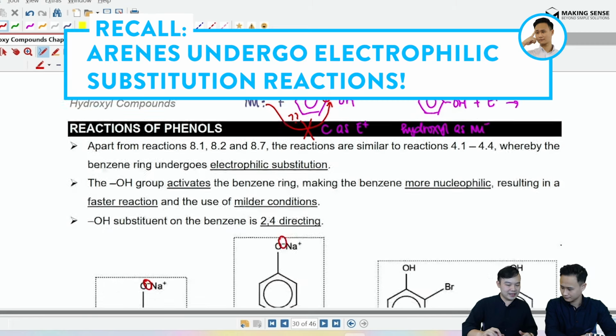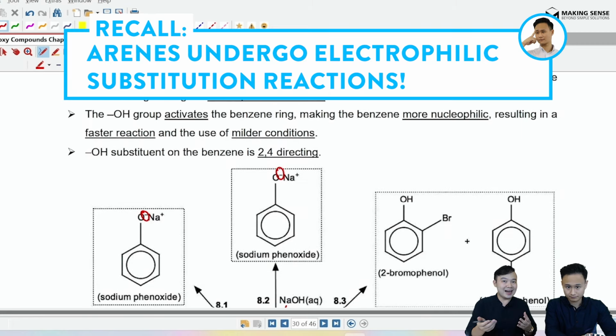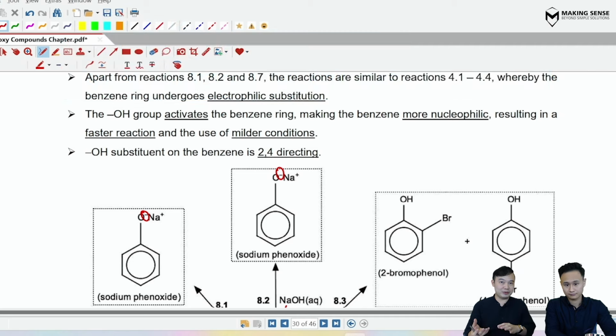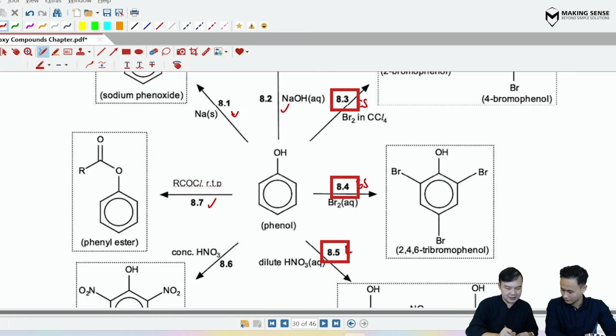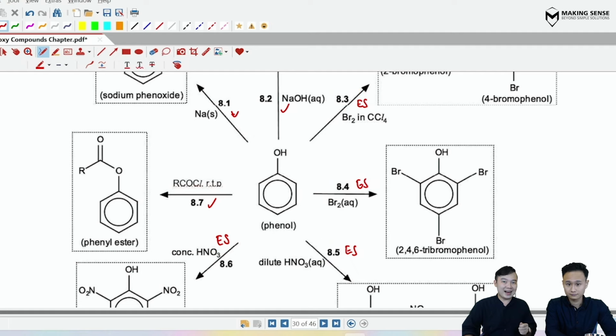Now, the reason why is because, once again, your benzene is going to be nucleophilic. It has high electron density. It acts as a nucleophile. It is going to undergo electrophilic reactions, right? It's going to undergo substitution because it wants to prevent any destruction of the resonance stabilized ring. Yes. So, reactions 8.3 to 8.6 are all electrophilic substitution reactions. So, please help me to label them together with me. They are reactions on the benzene, when the hydrogen attached to the benzene is going to get replaced with other atoms. Okay.